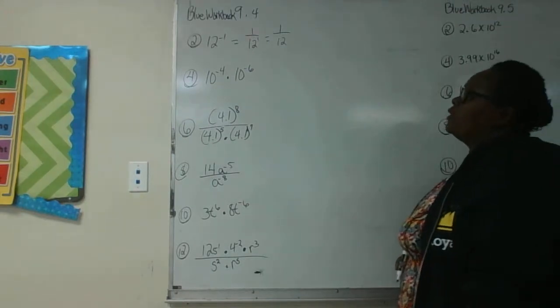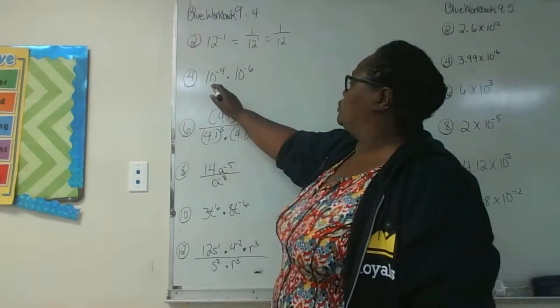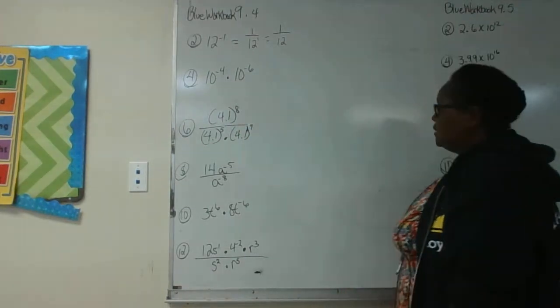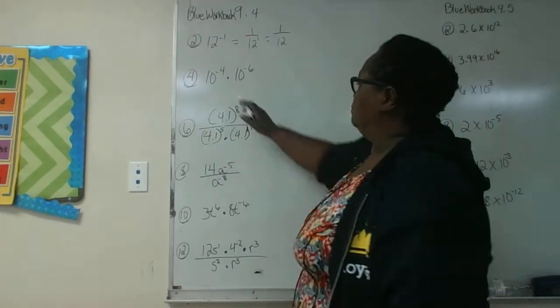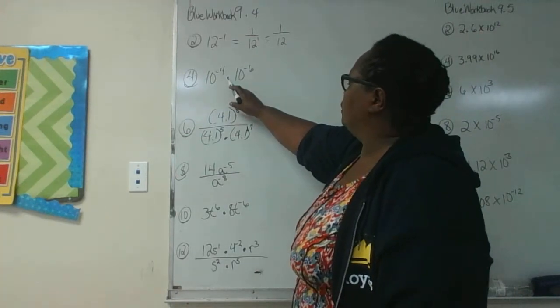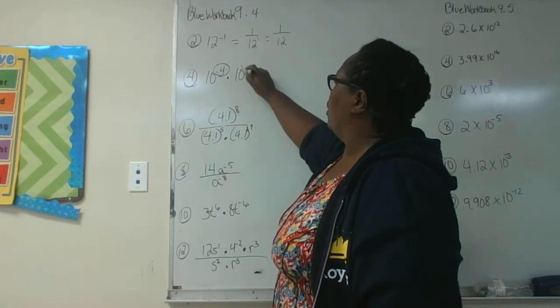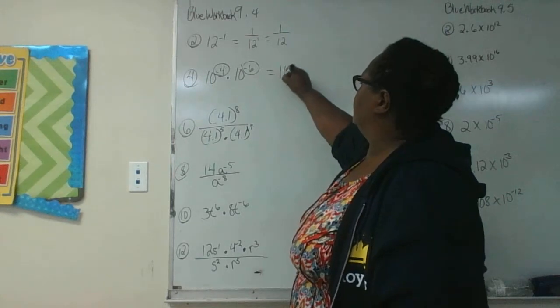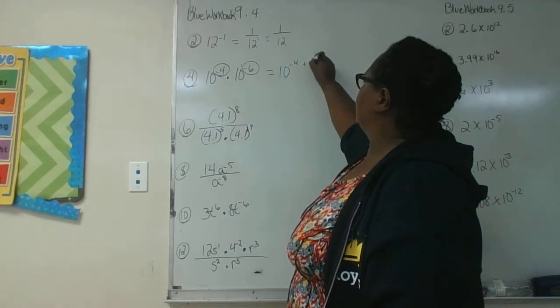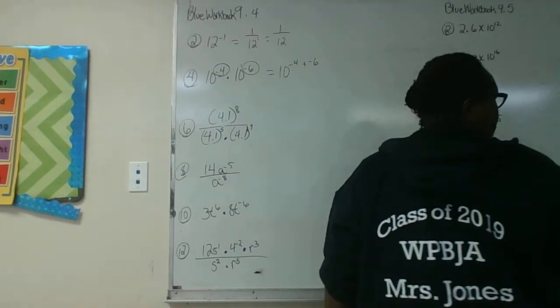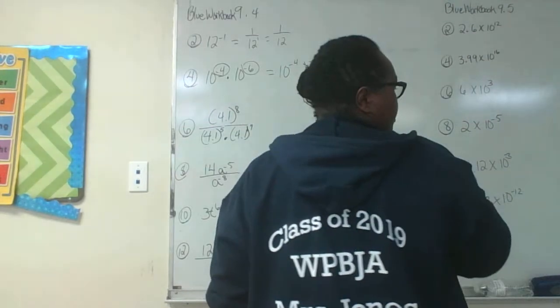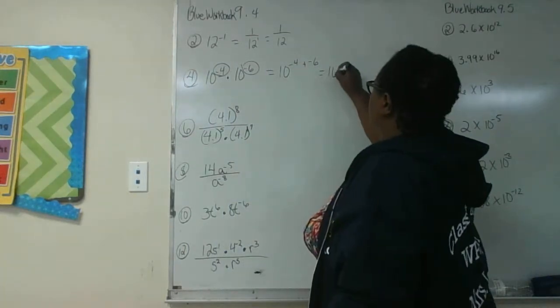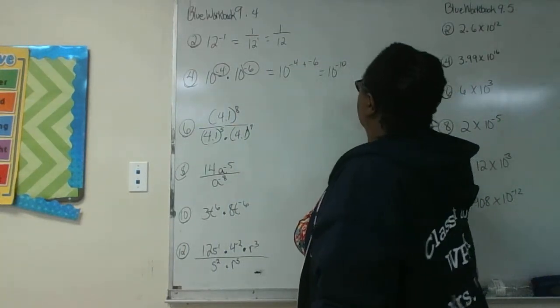Let's look at number 4. On number 4, we have two base 10s. They are being multiplied. Therefore, if they're being multiplied, the exponents are added. So let's take a look. We have 10 to the -4 plus -6. And therefore, what we end up with here is 10 to the -10.